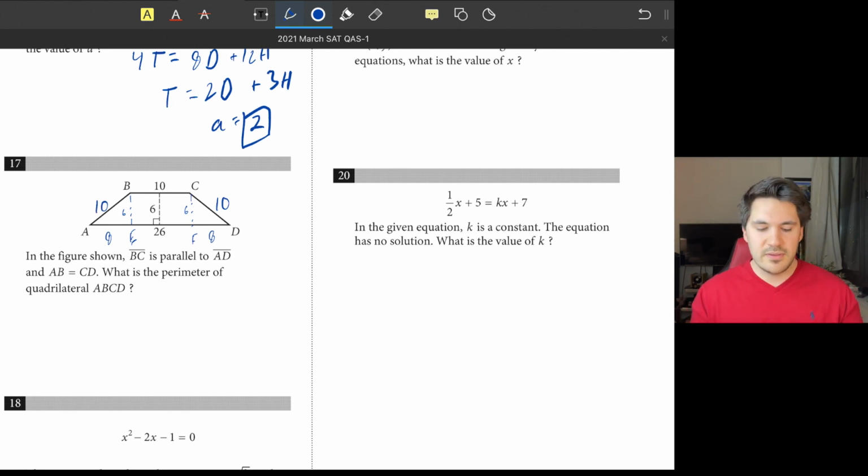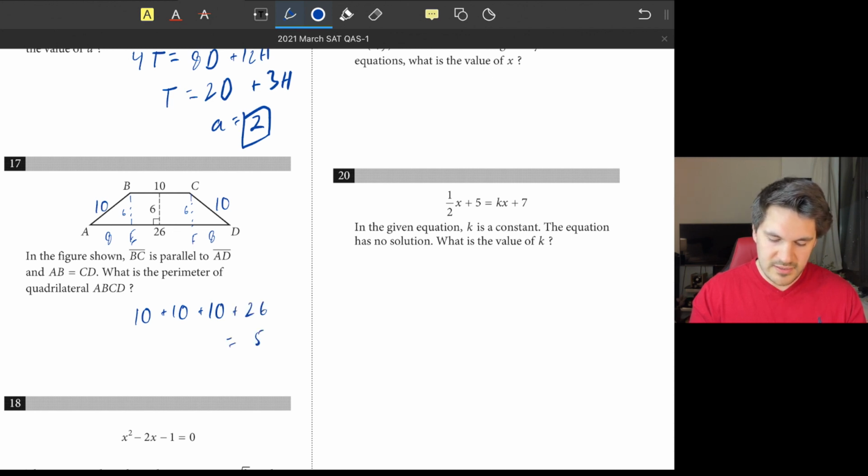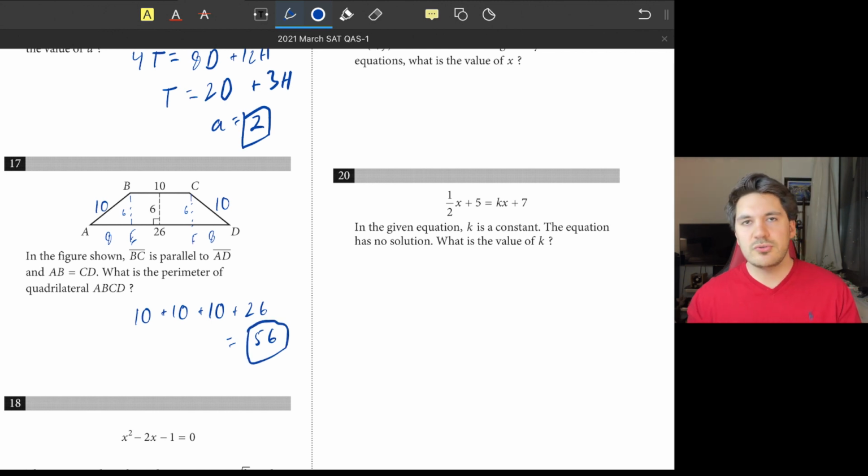So now we just add everything together. Or all the sides, I should say. We have 10 plus 10 plus 10 plus 26 equals 56. Just make sure that you don't double count any of the sides. Don't suddenly add in the 8s because we had written them in. Because remember, those are part of the 26. I just wrote them in the picture so you can see how we solve the question.